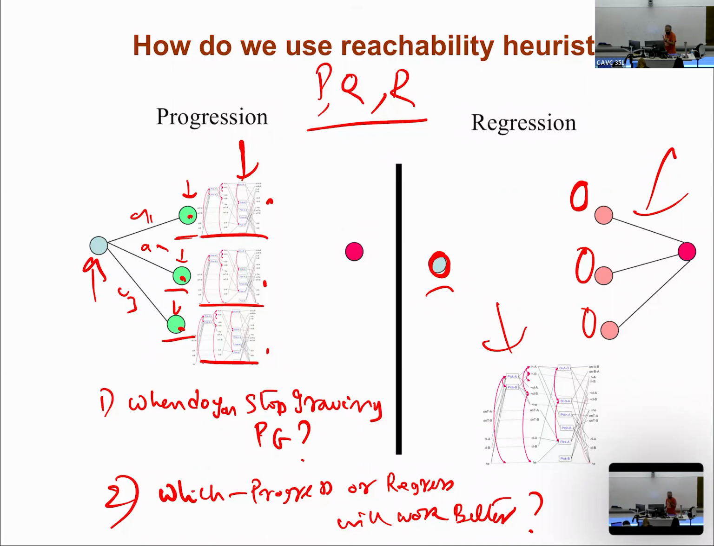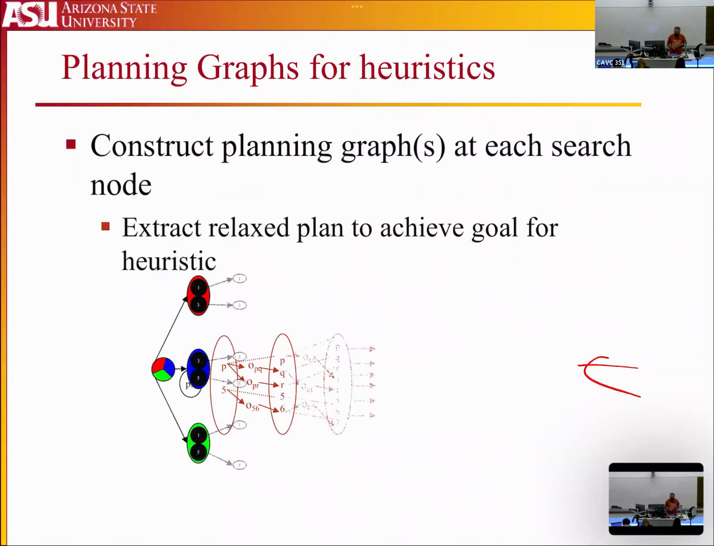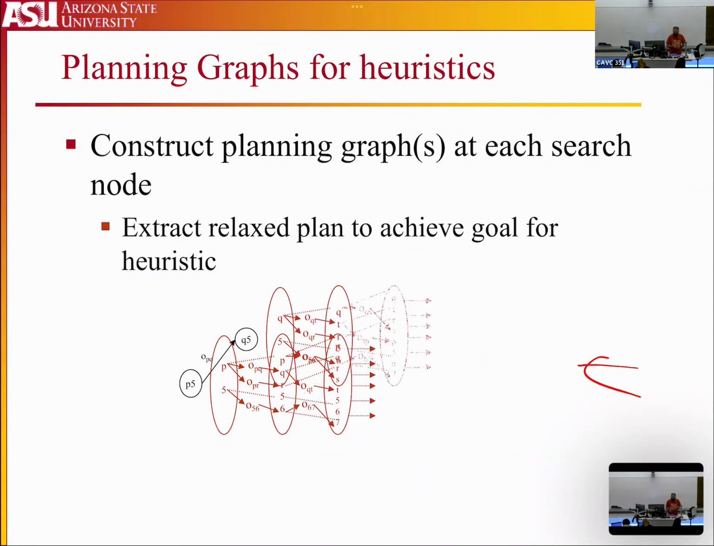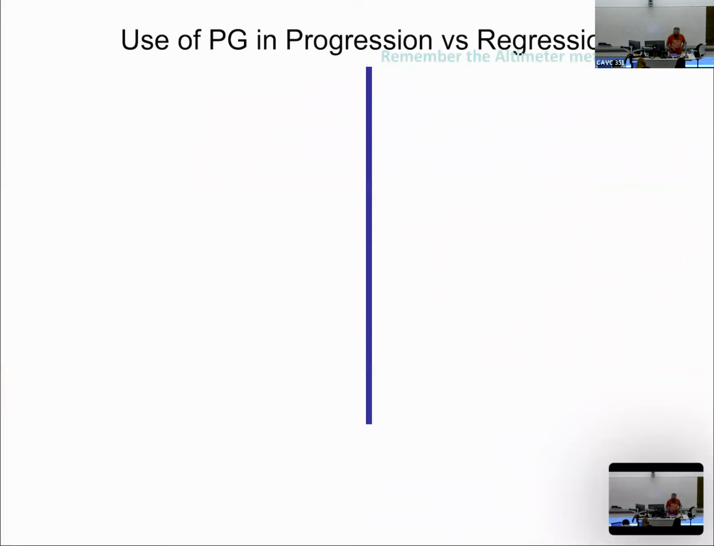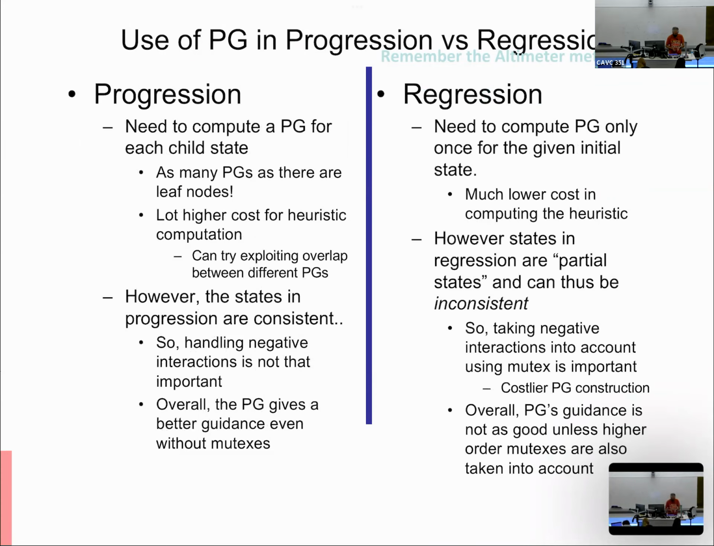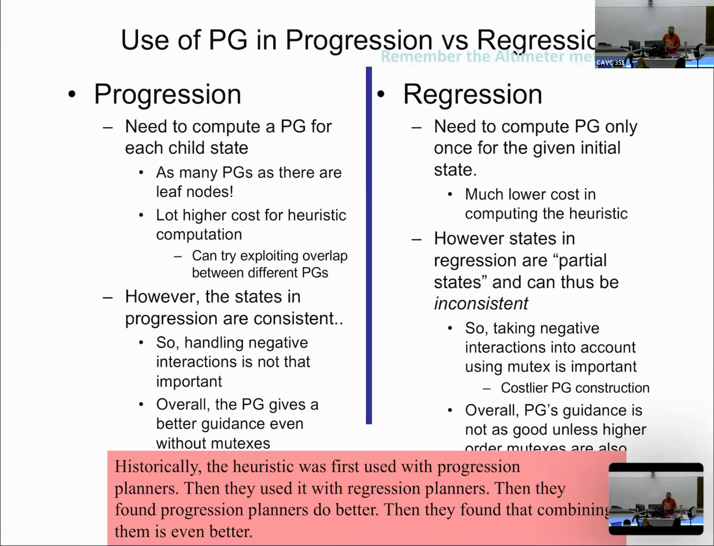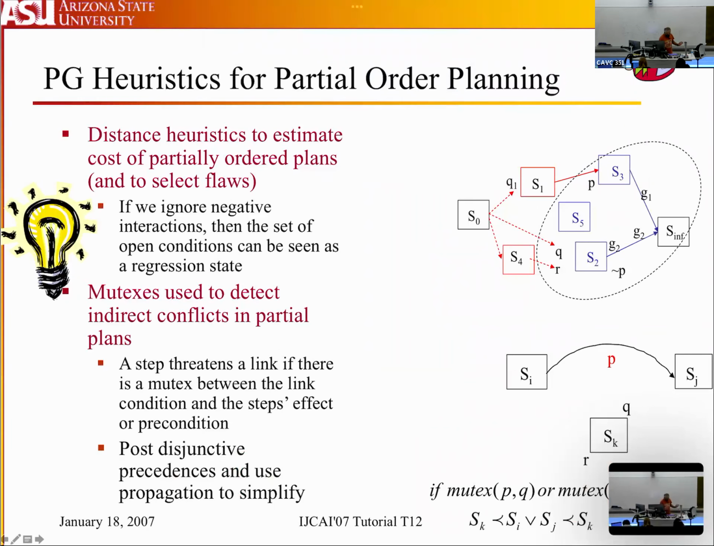So then you will say, hey, wait. What if we start taking some negative interactions into account? Those gray things that you saw, those were negative interactions. So the idea for negative interactions, this I showed you already, and this is basically what I just said. Historically, heuristic was first used in the progression planner, then they used the regression planner, then they found the progression planners do better. Then they found that combining them is even better. That's a different point, but actually, yeah.